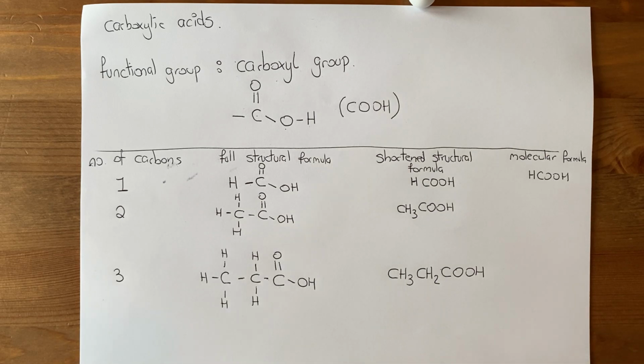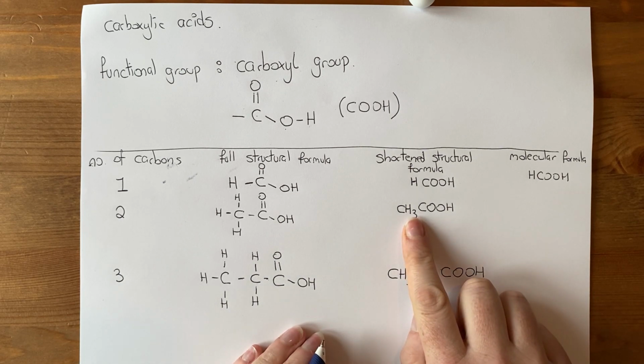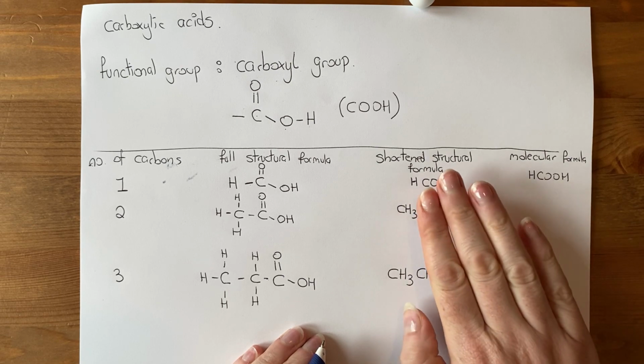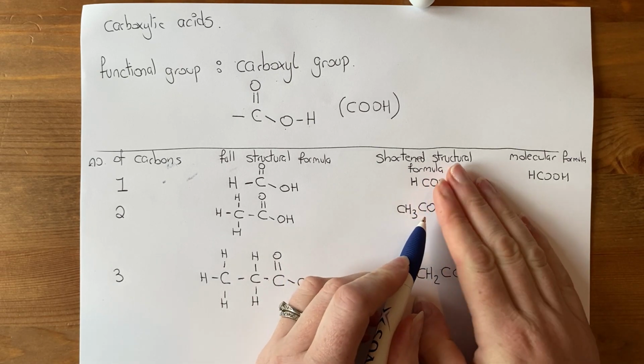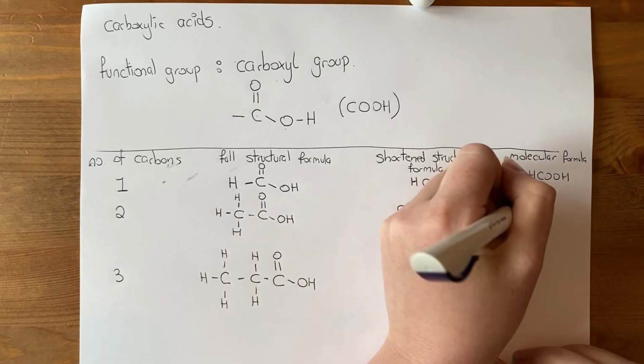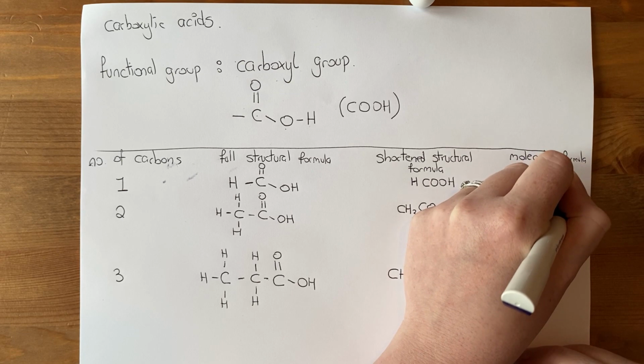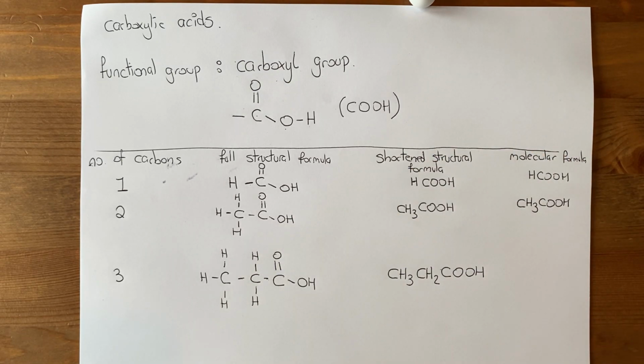It then gets really complicated when we're trying to work out just from the molecular formula which homologous series we're looking at. Let's have a look here. I still want to keep COOH together. Here I've got CH3, COOH. It ends up being exactly the same. This is where it changes.